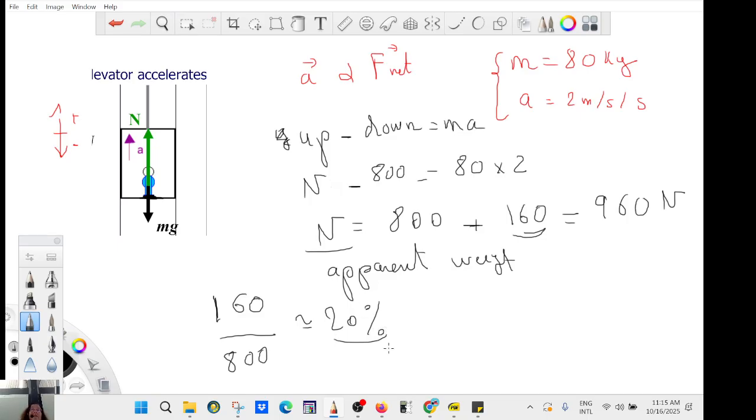So your weight increased by 20% and your stomach is going to feel like this, right? These are butterflies, if you don't see what it is. Butterflies in the stomach, okay? Because the stomach has like a sensor inside. So if you are asked to find your apparent weight, the apparent weight is the normal force, right? You push, the floor is pushing. So the normal force has two jobs: to provide the acceleration and to balance out the weight.